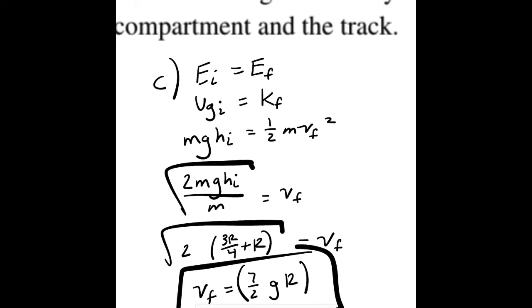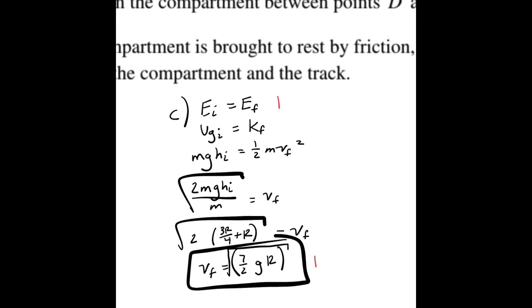All right, points here on this one. So you get 1 point for the correct application of the conservation of energy, and then you get 1 point for the correct answer. All right, 7/2 gr there. Oh, forgot the radical on this.